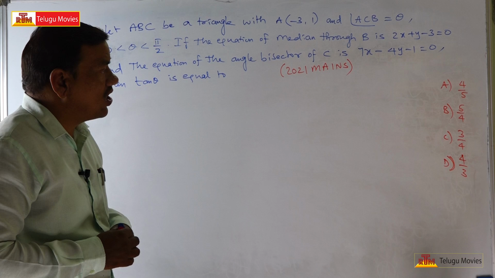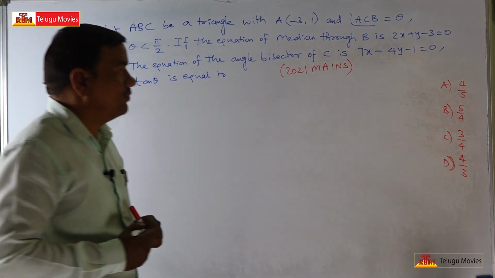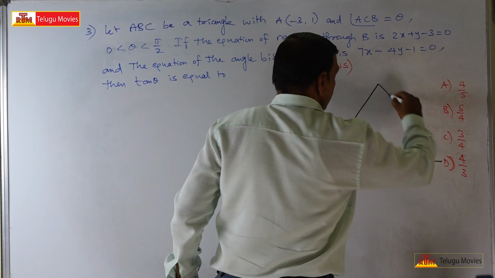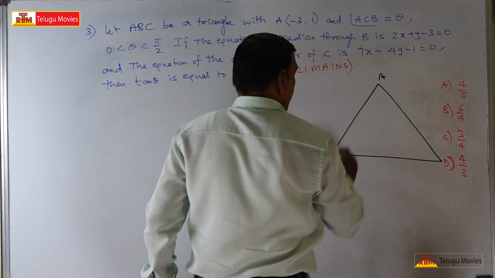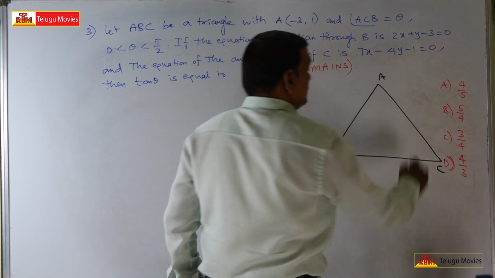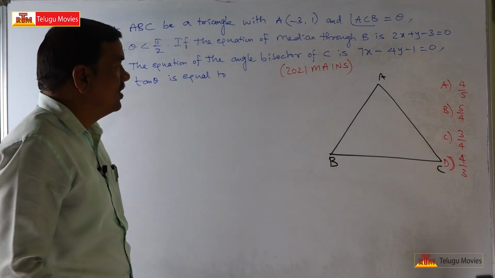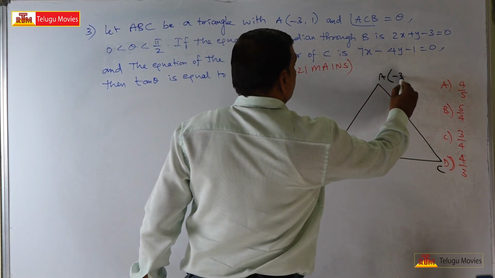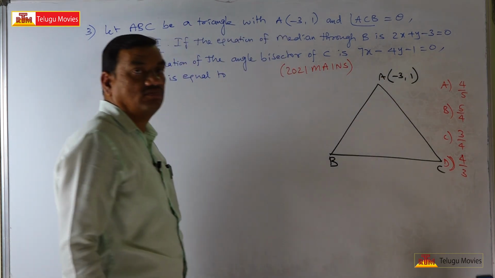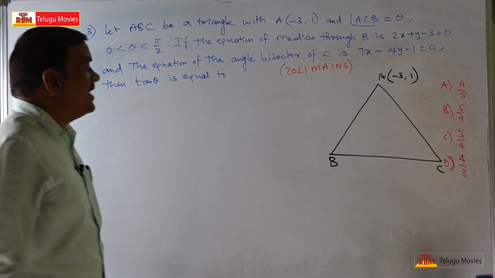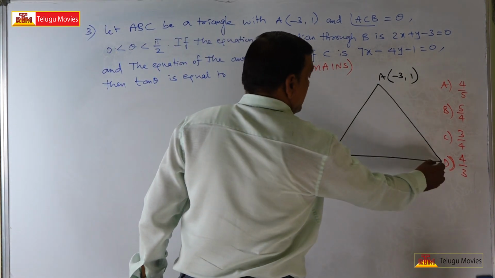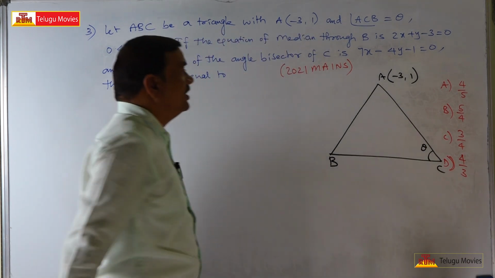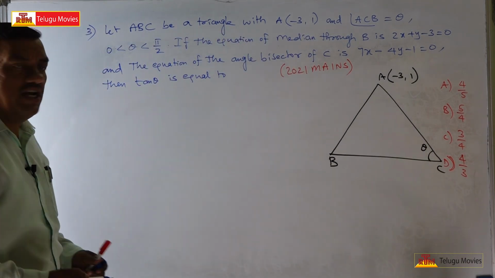So let us draw a neat diagram. Okay, right. So first it is a triangle, right? A, B, C is a triangle. Okay, now clear. What are the things given? A coordinates are given. How much? Minus 3 comma 1. Clear. Angle ACB given. It is given as theta. Right. Theta is acute angle.